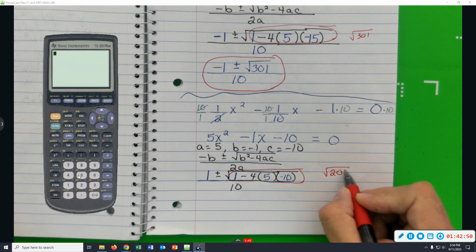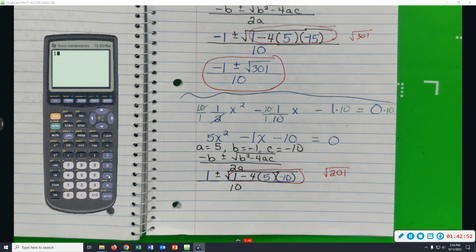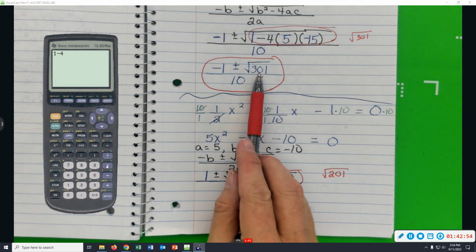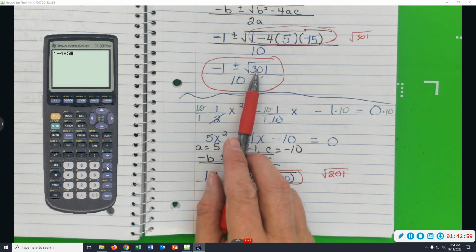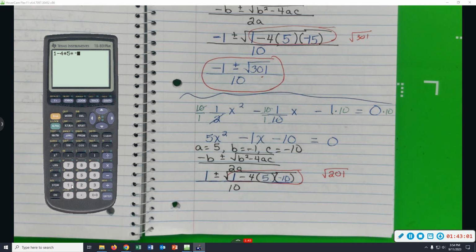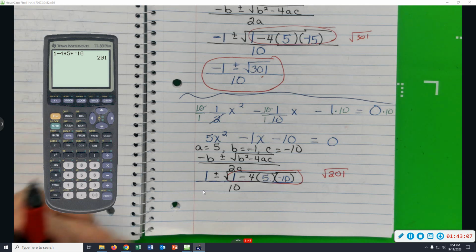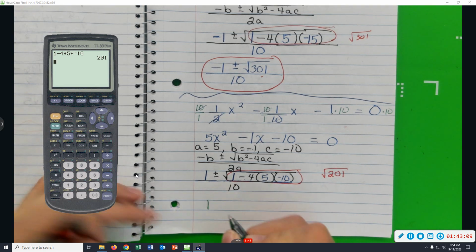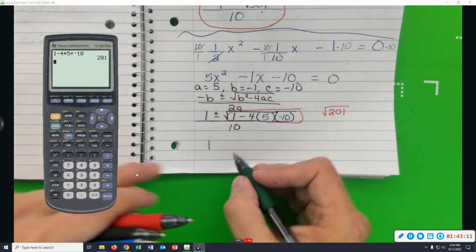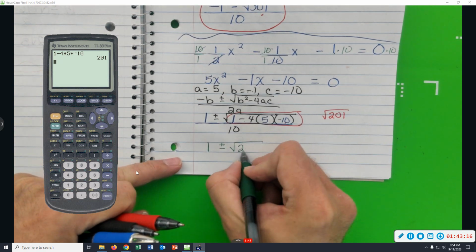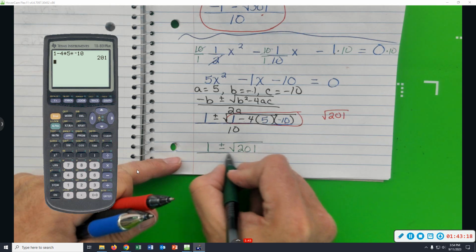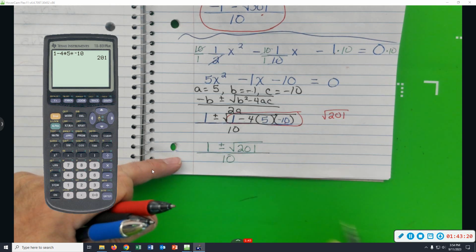I wonder if this problem is rigged so it always ends up with the number 01 right there. I don't know. I see a pattern, 301, 201. Can I simplify square root of 201? No. So 1 plus or minus the square root of 201 all over 10.